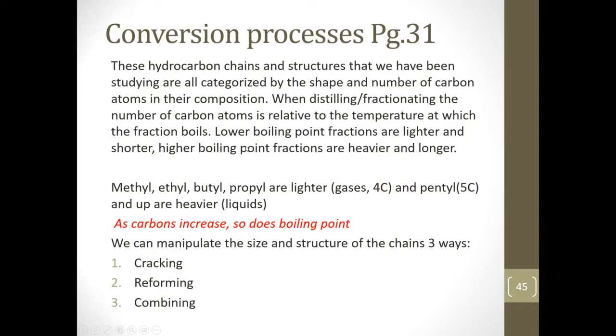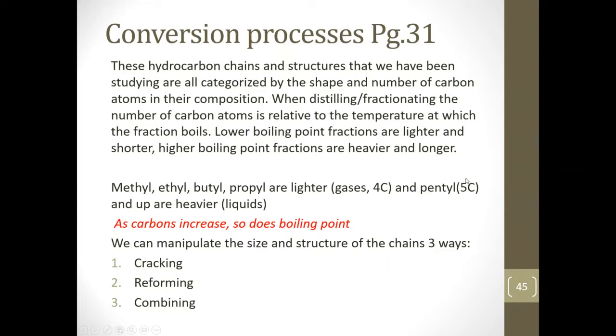Conversion processes have to do with modifying the hydrocarbon chain and the structures in order to get different things. When we're distilling or fractioning, the number of carbon atoms is relative to the temperature at which the fraction boils. We saw that on the previous diagram. The lower boiling point fractions were lighter and shorter, and the higher boiling point fractions were heavier and longer. For example, methyl, ethyl, butyl, propyl were light, and the lighter ones were gases and had typically less than four carbons.